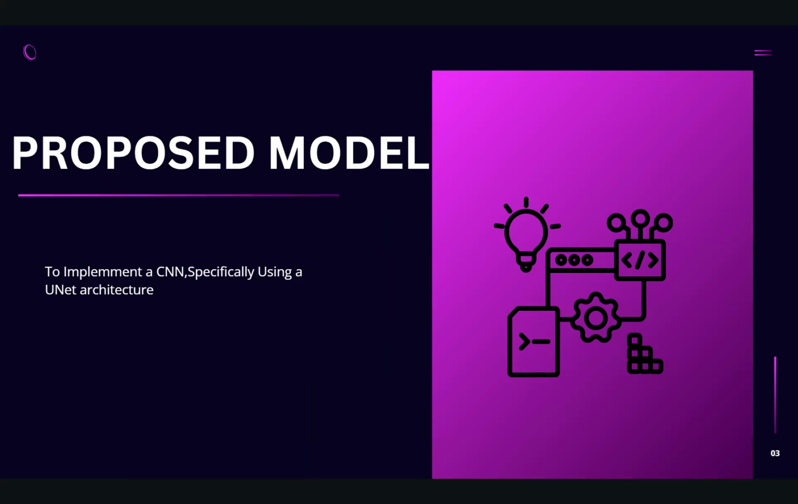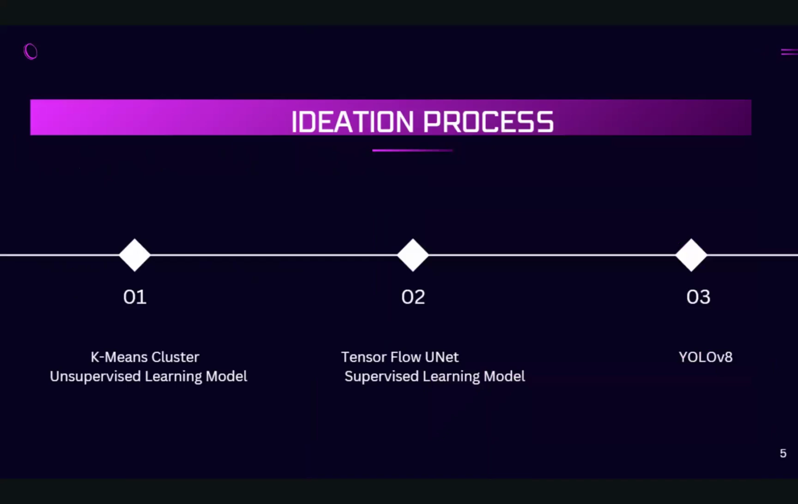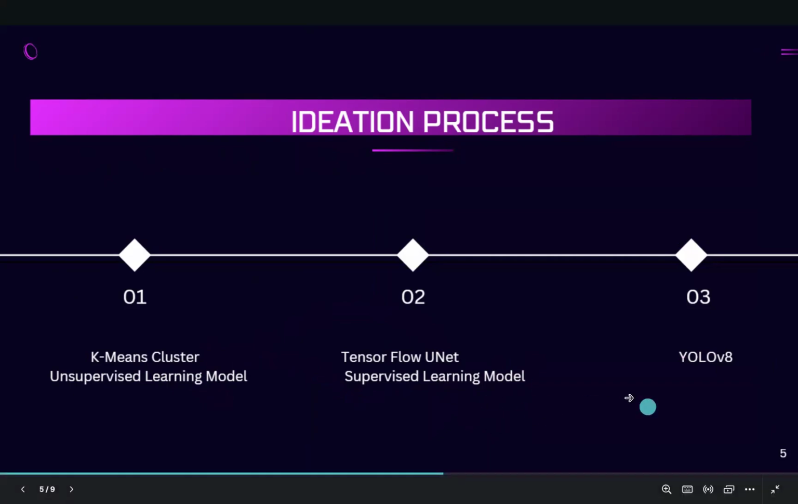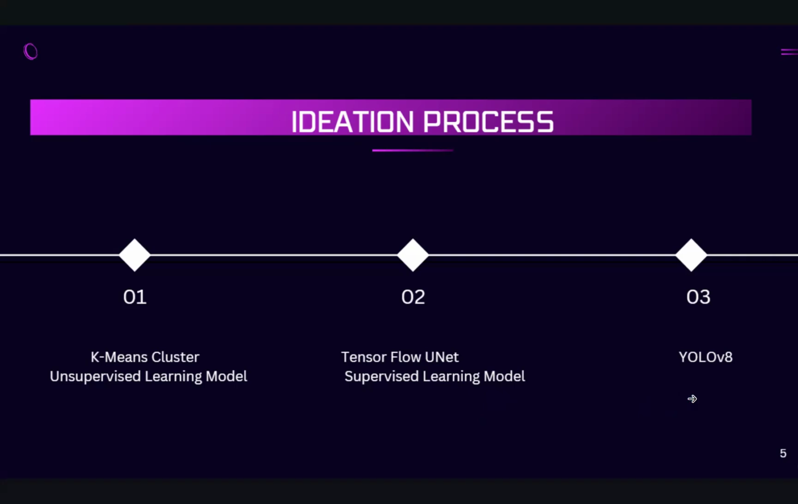Initially, we proposed to implement a CNN, specifically using a U-Net architecture. When we started working on the project, we first used an unsupervised learning model, k-means clustering, but we didn't get the desired accuracy. So we started working with a supervised learning model using TensorFlow U-Net, giving manual labeling to the images using Roboflow. We faced challenges with boundary detection, so we moved to YOLOv8.